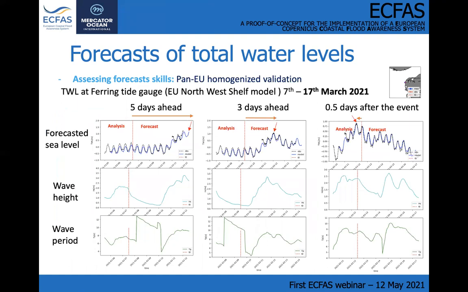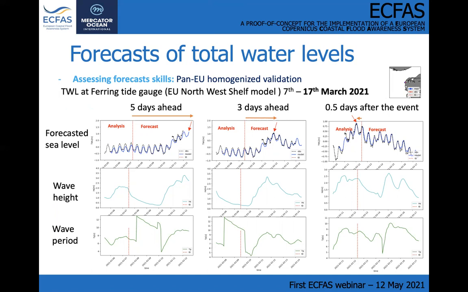We show here an example of the assessment of forecast skills. This is an activity that is still ongoing. And we show that here by comparing the model to tide gauge data somewhere in the European Northwest Shelf model, and you can see the location in the upper right panel for a given period that is in March 2021. And you can see with those different plots, the forecasted sea level, wave height, and wave period at different times. So 5 days ahead a given event, high sea level event, that is noted here with the red arrow.